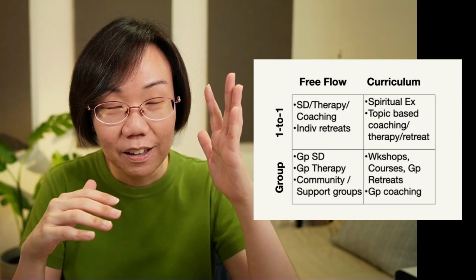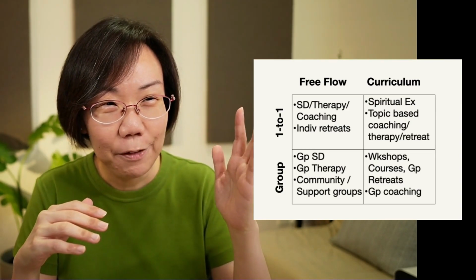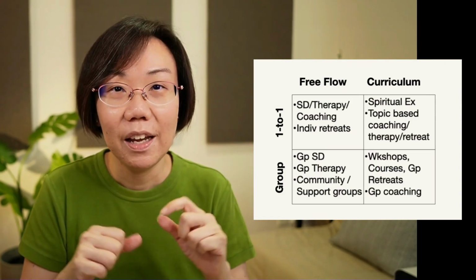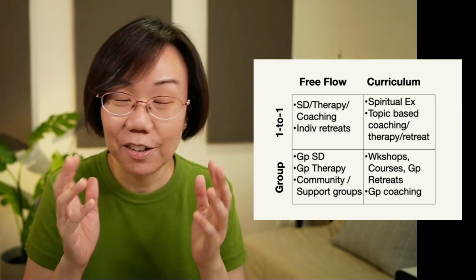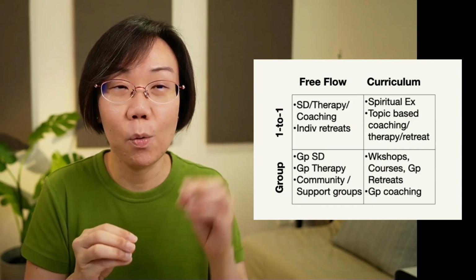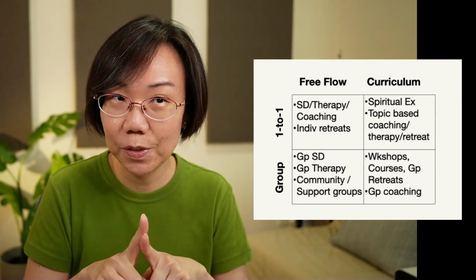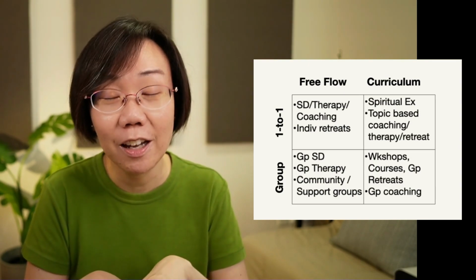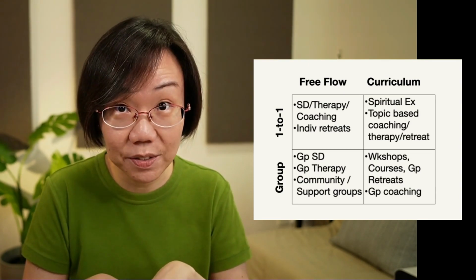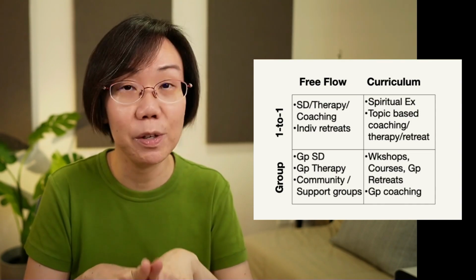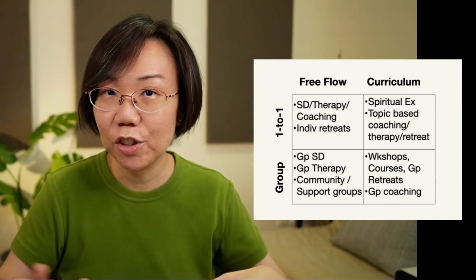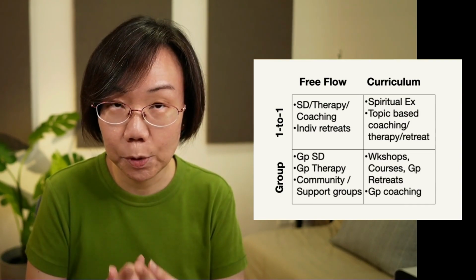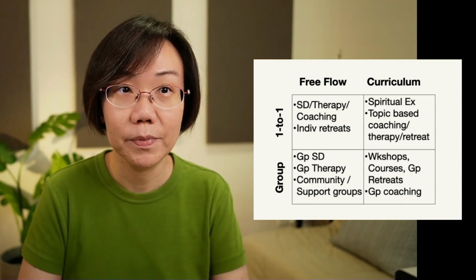So I'll start with the top left corner. These are examples of resources that are one-to-one and free flow. An example of one-to-one and free flow would be spiritual direction, therapy, coaching, or individual retreats, like individual silent retreats where really it's just you, no agenda, apart from meeting with your spiritual director one-on-one.